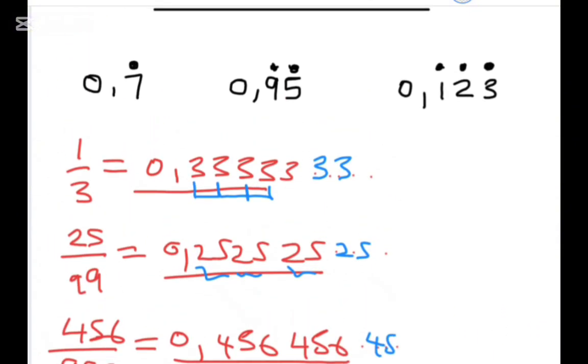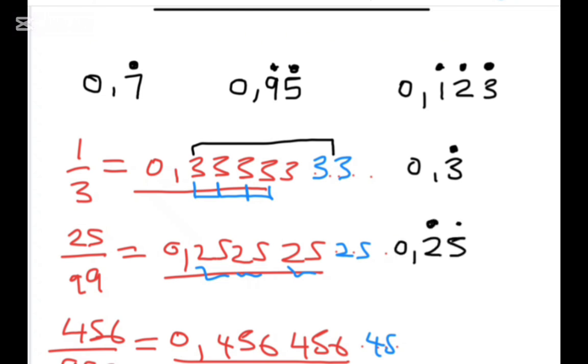Something that you need to know is that this 0.33 mathematically we can represent as 0.3 with a dot on top. The number that repeats is the one they put the dot over. For example, this is 0.25 repeating, and they put that kind of dot at the top.